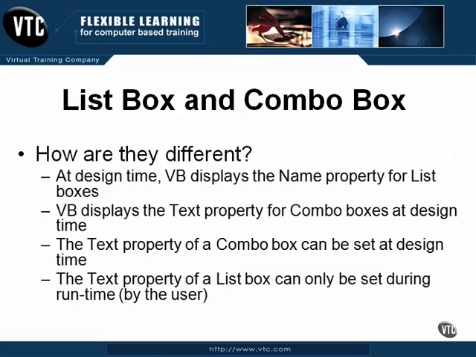List boxes and combo boxes are different in several ways. At design time, Visual Basic will display the name property for list boxes. Visual Basic displays the text property for combo boxes at design time. So working with these controls at design time is somewhat confusing because you see the name property for list boxes, but yet you see the text property for the combo boxes. But after working with these controls briefly, you will overcome this confusion, I'm sure.